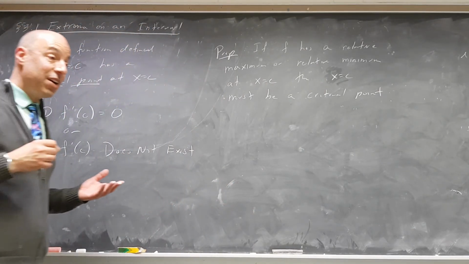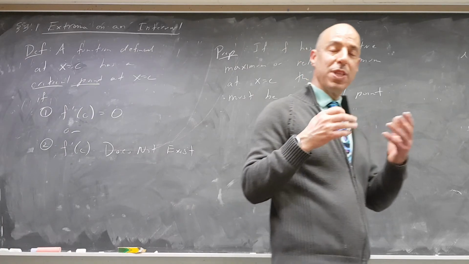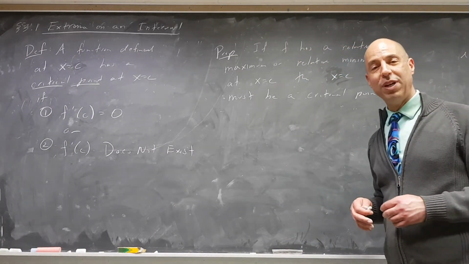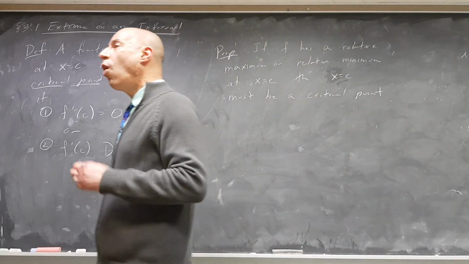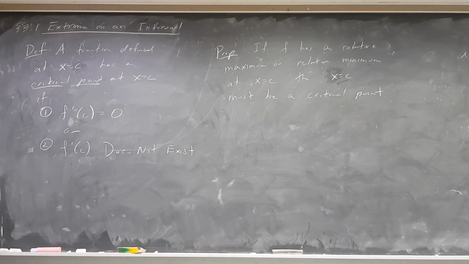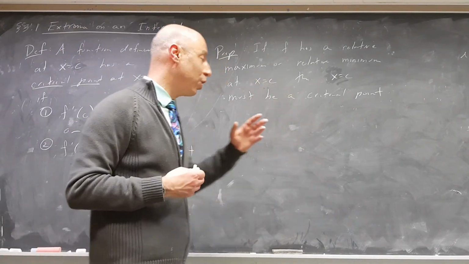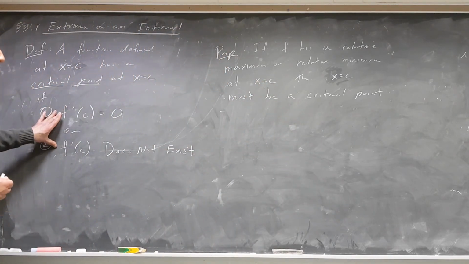So if we are at the top of a hill, if we're at a maximum or the bottom of a valley, either the derivative equals 0, and I've cleverly erased that picture, but I'm sure you still have it in your notes, or the derivative doesn't exist. Either the derivative equals 0 or the derivative doesn't exist. In other words, x equals c is a critical point, which means one of these two things is true.